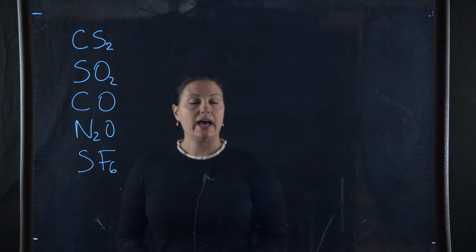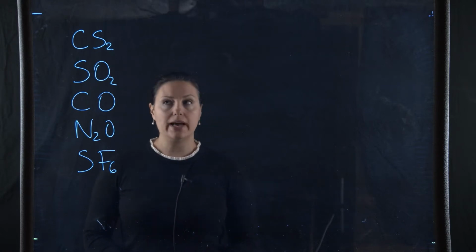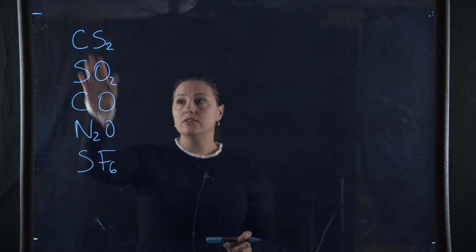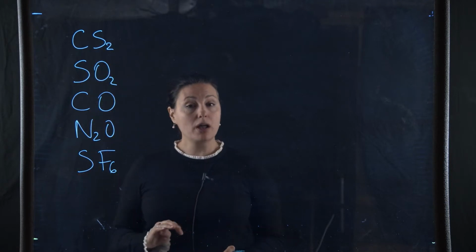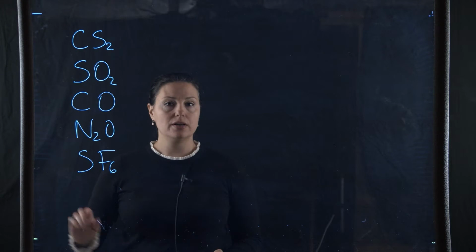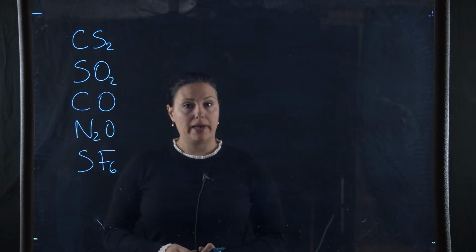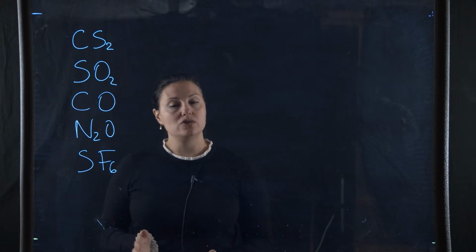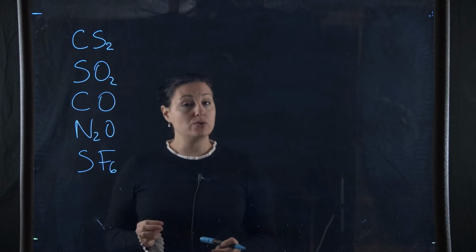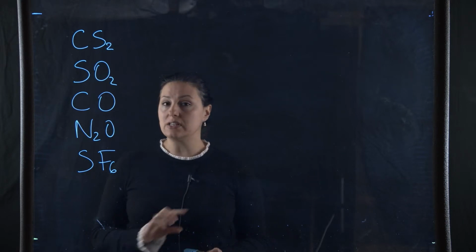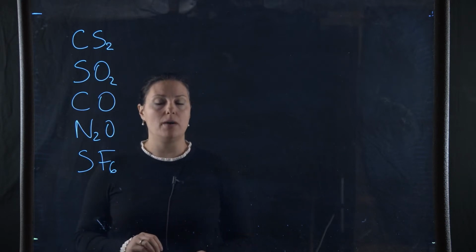Let's take a look at how to name covalent compounds now. Note that all of these compounds are made from nonmetals. I don't have any metals here, and therefore they're covalent compounds. For these compounds, we have slightly different rules. We have to use the prefixes, and the prefixes are only used for covalent compounds.